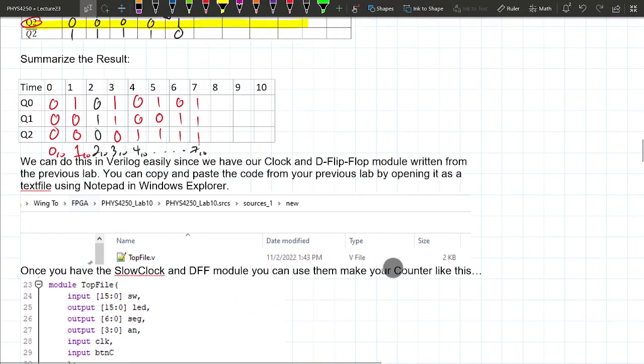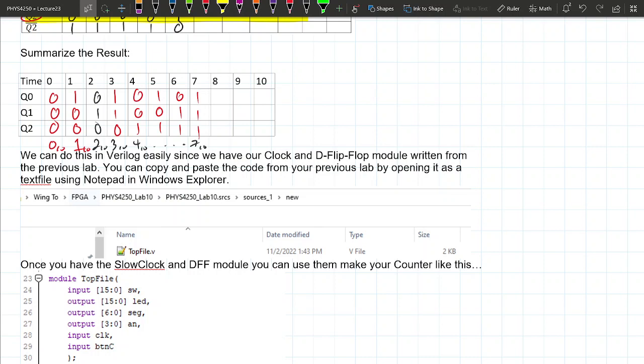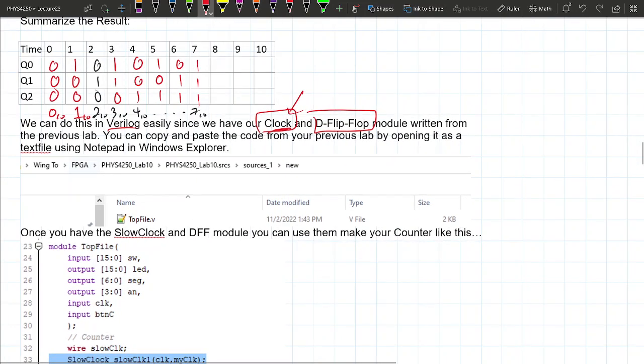All right. So you can make this in Verilog easily because in this week's lab you're going to learn how to make a clock and how to make a D flip-flop in Verilog. So this counter lab is going to be next week's lab. You guys are in lab 10 this week, right? 11. Okay. This is just to make your life a little bit easier.